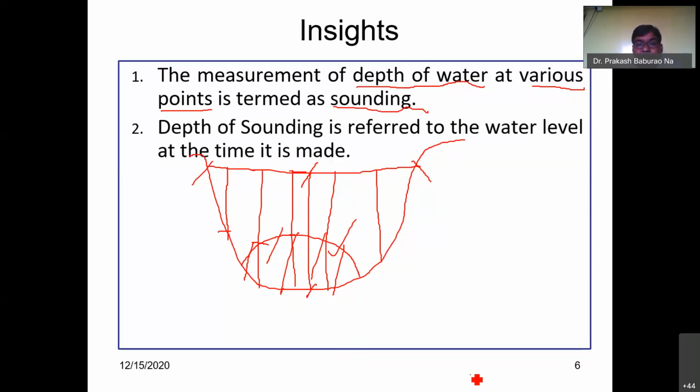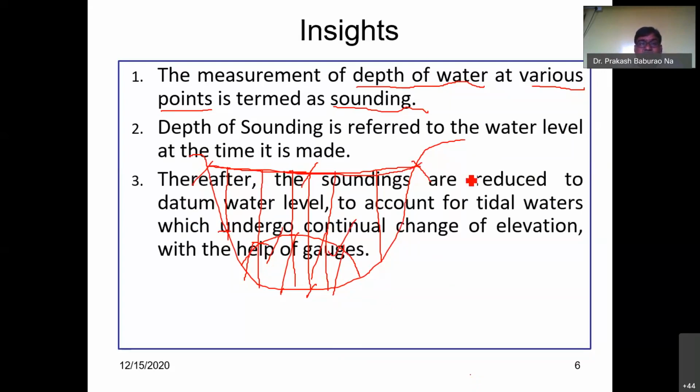Now depth is referred to the water level at the time it is measured. This is now the reference level. You have to locate this and measure the depth of the water by using this hydrographic survey. So these are the insights under the hydrographic survey.